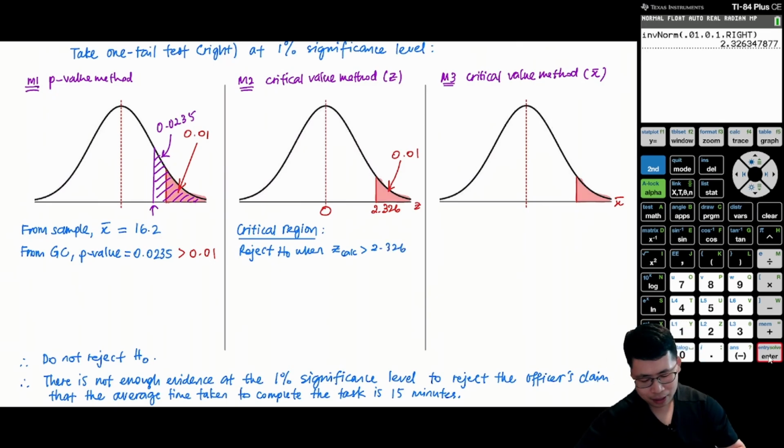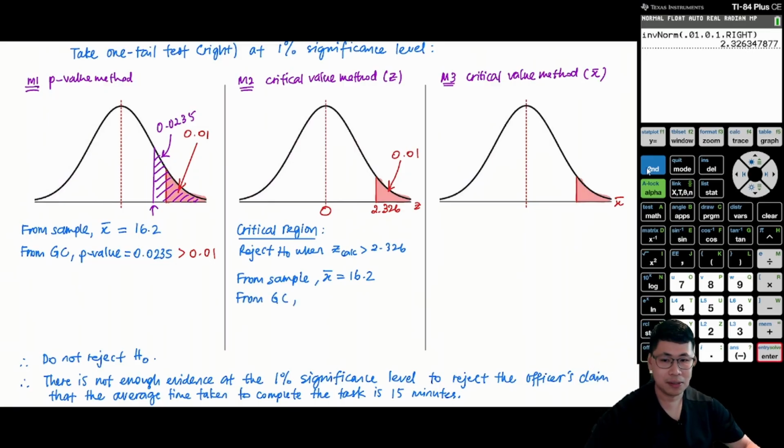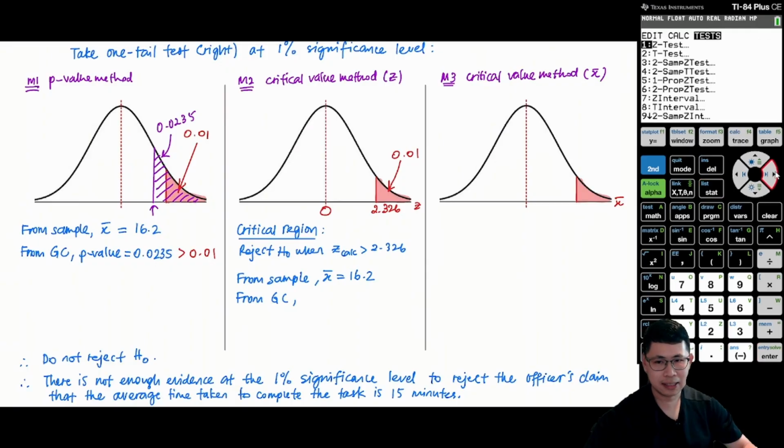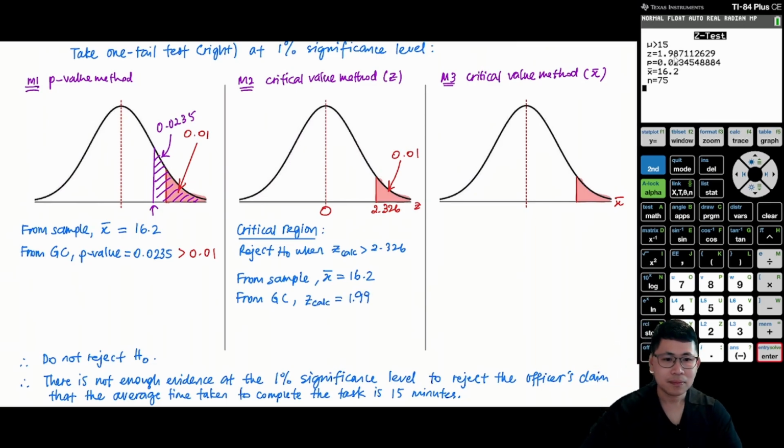From the sample, our x bar was 16.2. From GC, you can calculate this manually using normal CDF, or if you go back to statistics, under the Z test that we've done earlier, you can take the same steps and do the calculation. They give you the Z score over here: the Z calculated is 1.99.